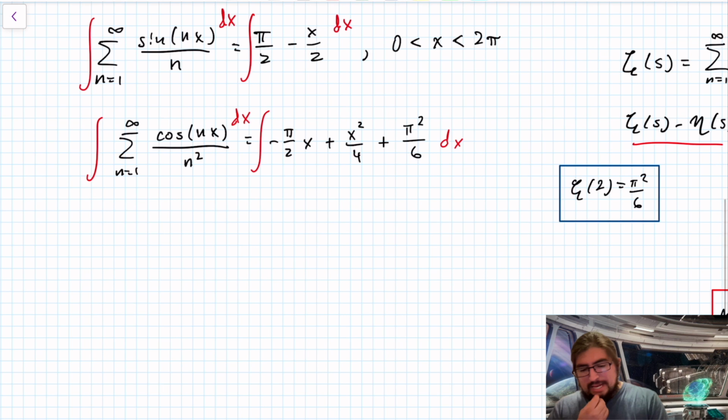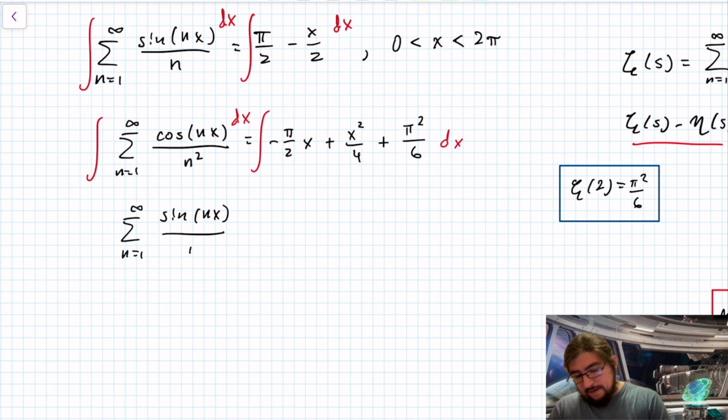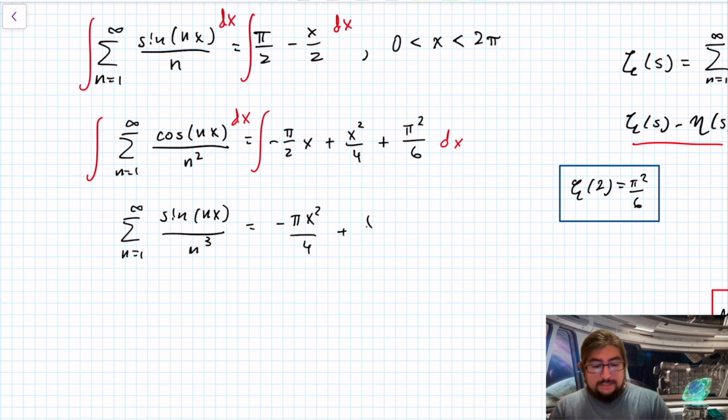Perfect. The antiderivative of cosine is positive sine. But again, you divide by another n, so that's n cubed. On the other hand, we have negative pi x squared over 4 plus x cubed over 4 times 3 in the denominator, which is 12. And then the antiderivative of this is that, and then plus a constant.